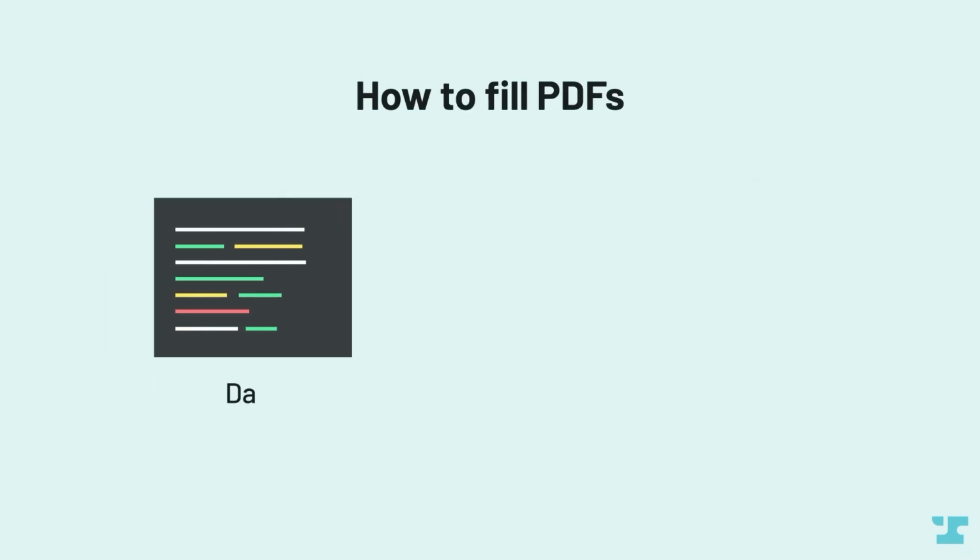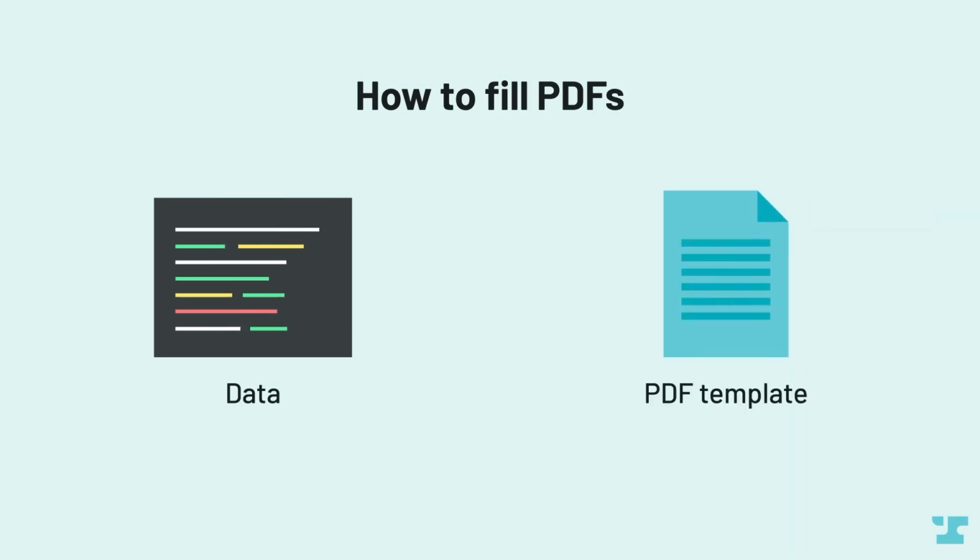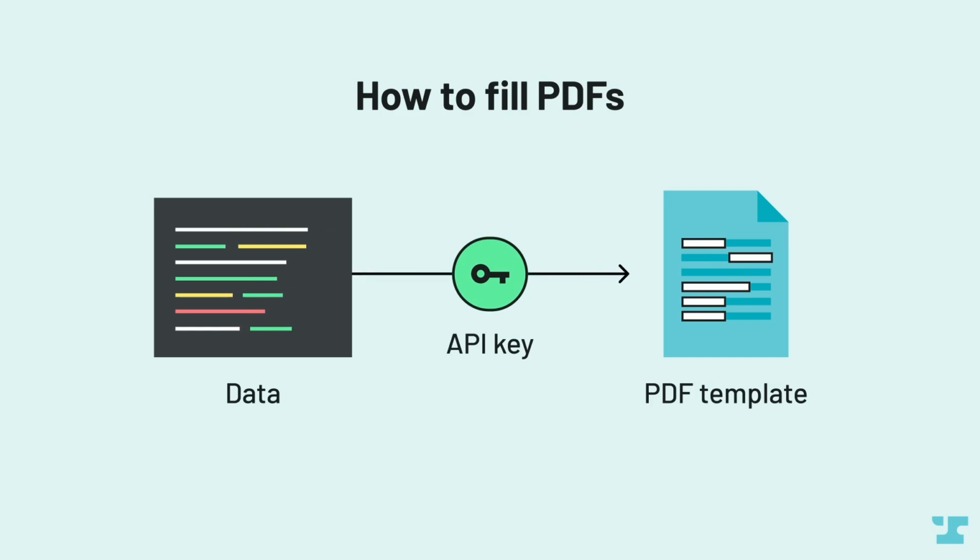First, decide on data sources you're going to use to fill your PDFs. Next, templatize your PDF using Anvil Document AI. From there, it's as simple as making a REST request to Anvil's PDF fill endpoint with your API key.